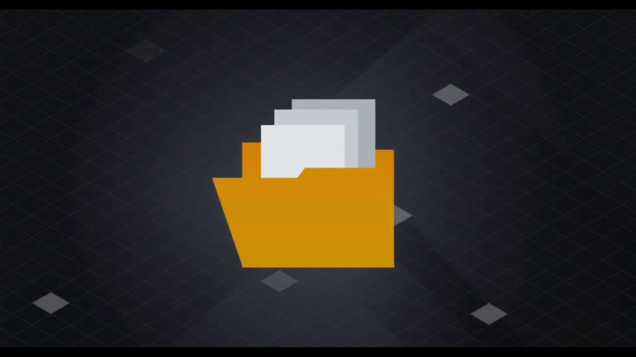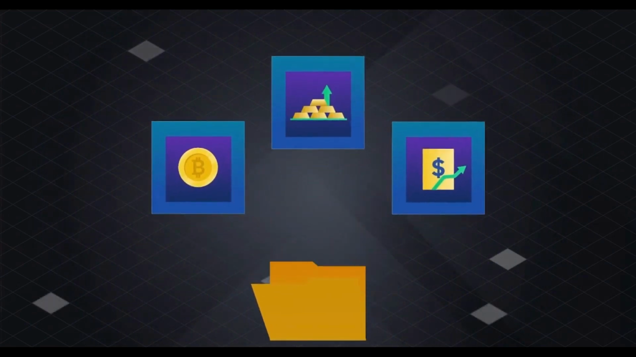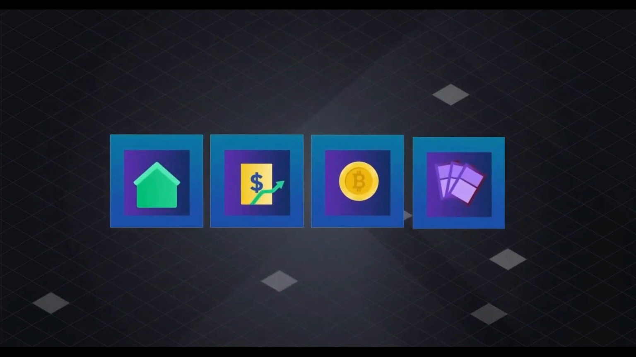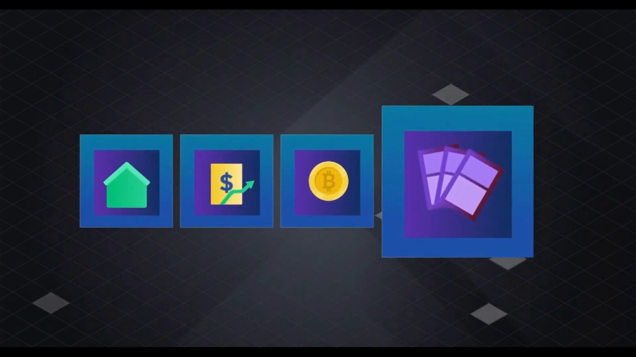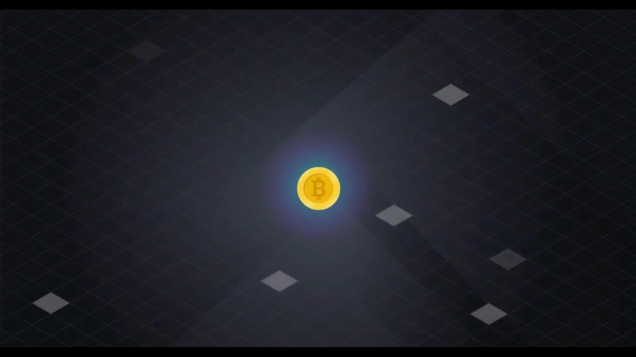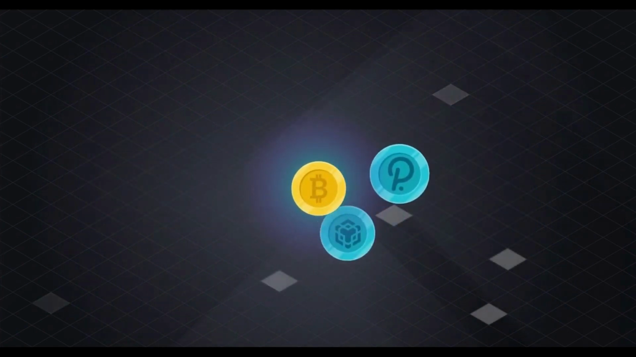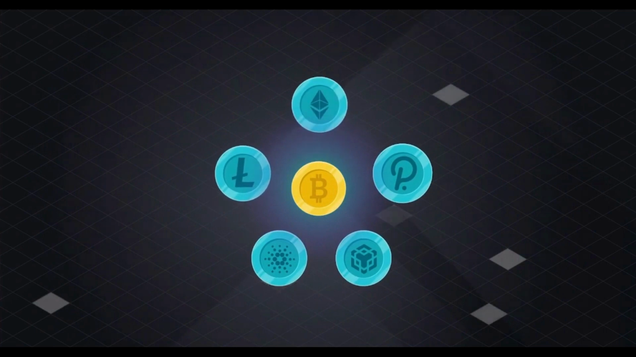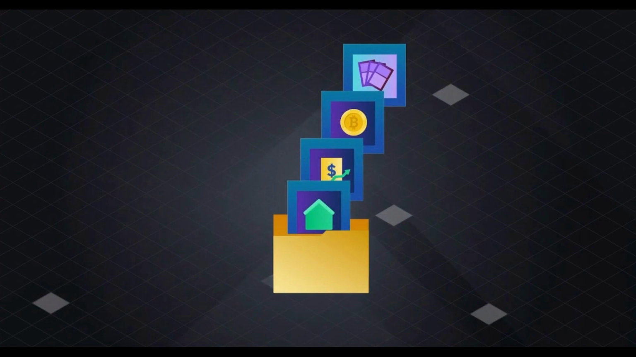So, what is portfolio management? Your portfolio is a collection of assets and investments. Just like you can strategically manage your individual investments, you can also strategically manage your portfolio as a whole. A portfolio can contain real estate, stocks, cryptocurrencies, and even trading cards. Anything you invest in can be part of your portfolio. If you're only trading cryptocurrencies, it will likely be made up of a combination of Bitcoin and other altcoins. Each part of your portfolio can work together and contribute to an overall strategy.